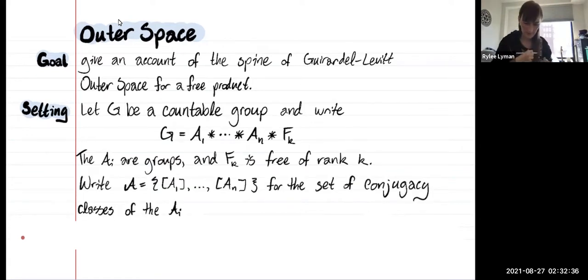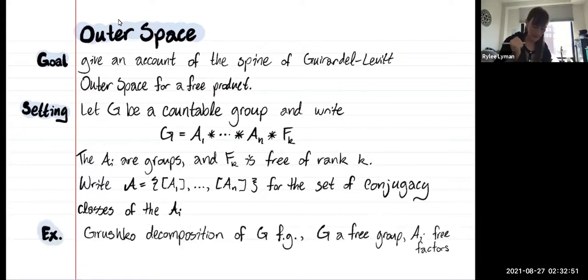This is a little bit of notation that I'm going to be using. The scripty A is the set of conjugacy classes of the A_i. Some examples of countable groups that split as free products in this way are finitely generated groups. If G is finitely generated, it has a Grushko decomposition, where each of these A_i is freely indecomposable, so you can't write them as a free product. And they're not infinite cyclic, because you throw all of the infinite cyclic groups over here by themselves in this free factor part.